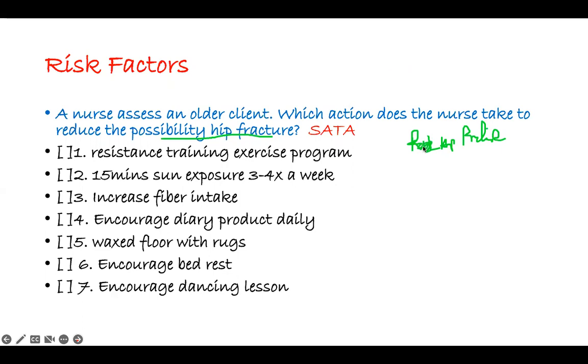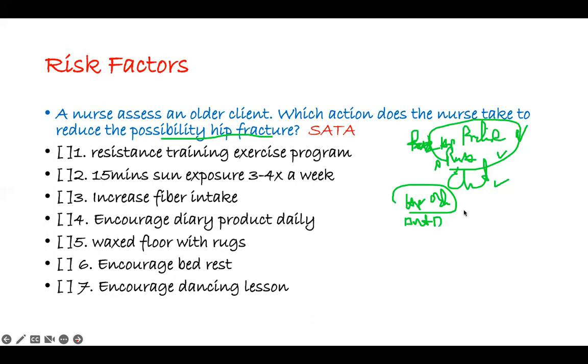And then what are they asking me? They want me to look for what the nurse does to reduce fracture in what? In an older client. So I have three things to look for: hip fracture, reduce it, in an older client. I've simplified the question in that form. Then I said to myself, hip fracture in an older client, what will cause it? Older people lack vitamin D. The main question is asking you about osteoporosis.